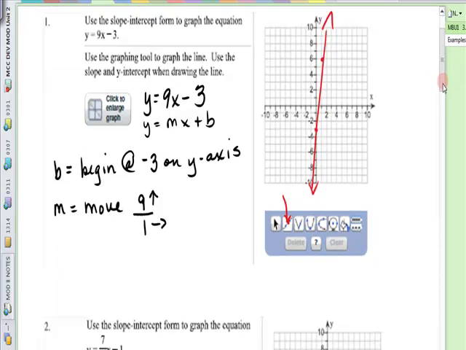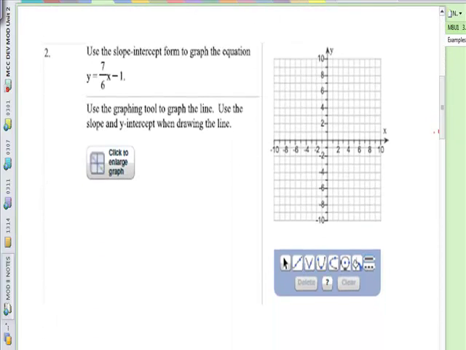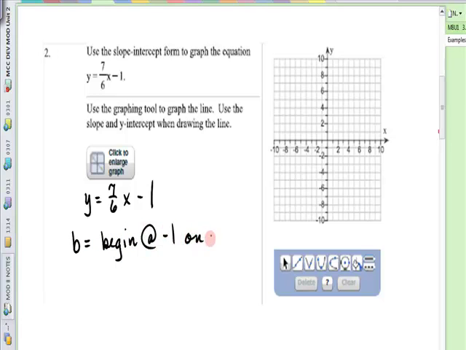All right, let's look at number 2. It says to use slope-intercept to graph y equals 7/6 x minus 1. All right, B is begin. I will begin at -1 on the y-axis. I will then move. My slope is 7/6. It is a fraction. The numerator is up. The denominator is right. So let me use that information.